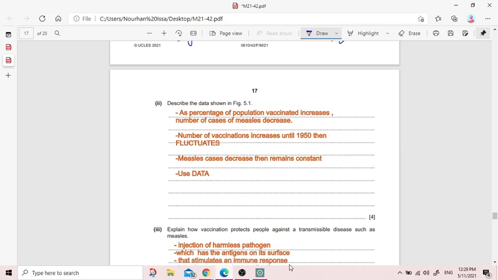Describe the data shown. In any question of description, remember 4 points. Number 1, describe the general trend. Is it increasing, decreasing? What happens? Number 2, if there is a maximum or minimum point. Number 3, if there is a slope, describe the slope. Is it a steep increase or gradual increase? Number 4, use data. Use numbers from the graph.